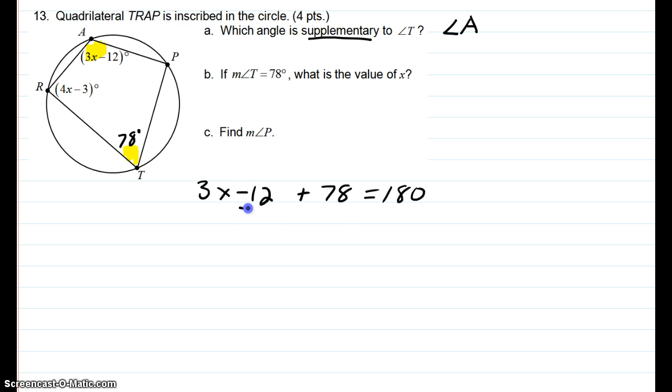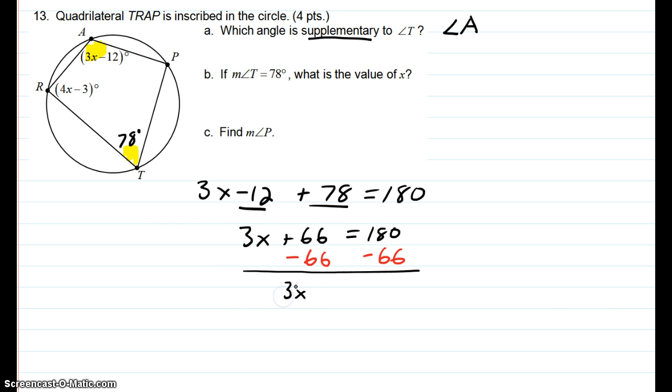All right, so let's clean this up. We can take the negative 12 and the 78 and we get 3x plus 66 equals 180. Now minus the 66 from both sides, and so we get 3x equals 114. Now divide both sides by 3, and so x is going to equal 38. So we know x equals 38.